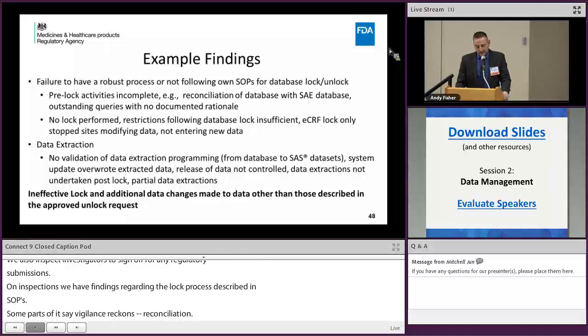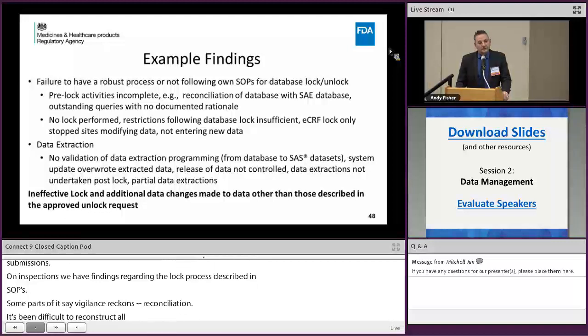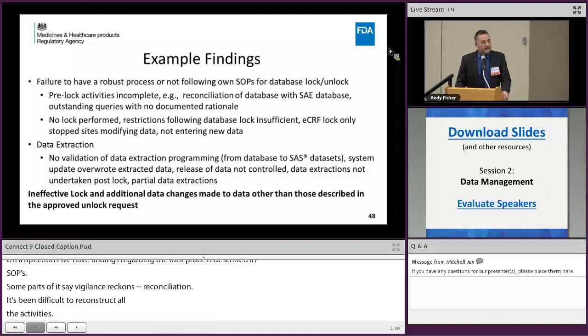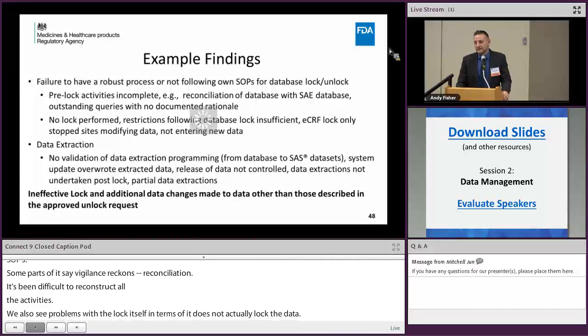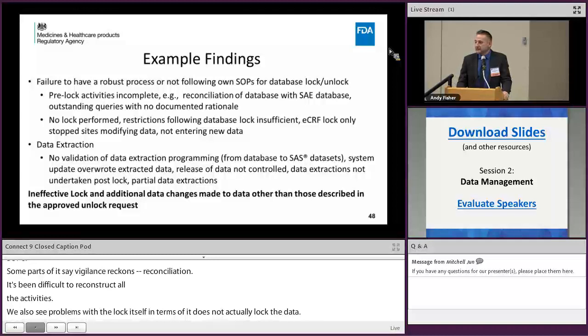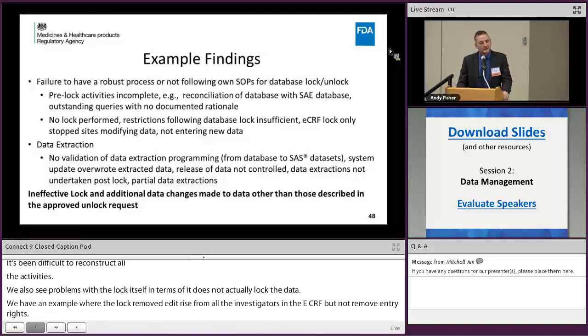We also see problems with the lock itself, in that it doesn't actually lock the data. So we had an example where the lock removed edit rights from all the investigators in the eCRF, but didn't remove entry rights. So the data had been extracted, but the investigators had carried on entering data into the eCRF after the lock.